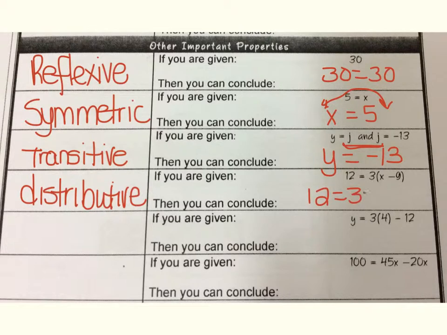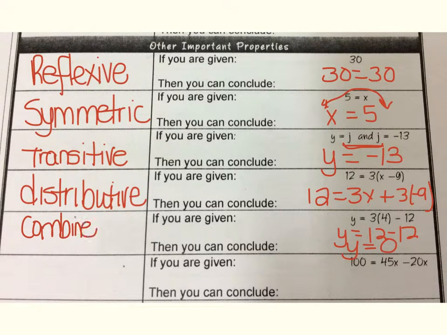12 is equal to 3 times x plus 3 times negative 9. That's the distributive property. Here, we're going to be simplifying and combining like terms. So y is equal to 12 minus 12. So y is equal to 0. Sometimes we just simplify or combine like terms.